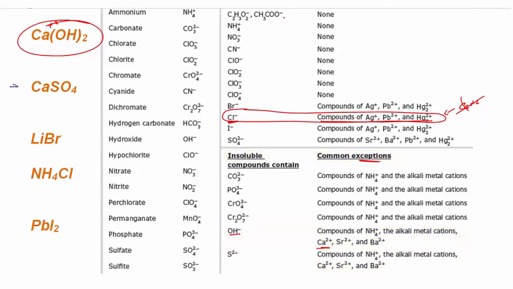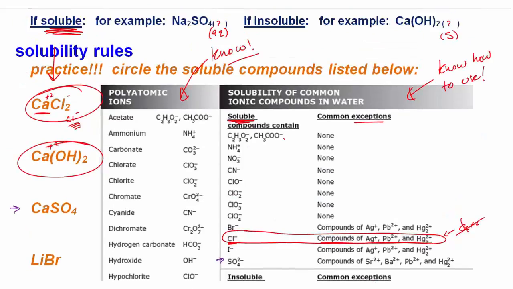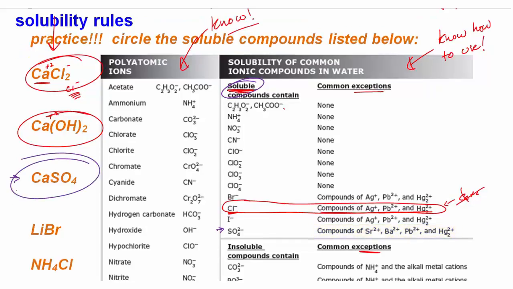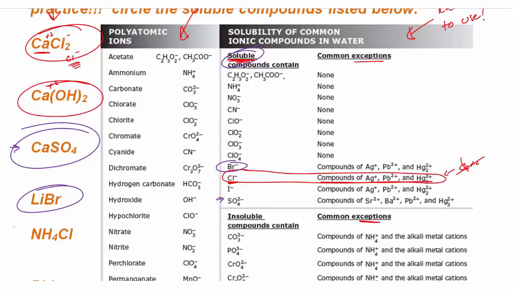Calcium sulfate. Okay, here's sulfate. The table says that they're all soluble, so we should circle it, but check the exceptions just to be safe. Calcium's not an exception, so that's definitely soluble. Lithium bromide. Bromide is soluble. Ammonium chloride. Now notice how ammonium is right here. There are no exceptions for ammonium.